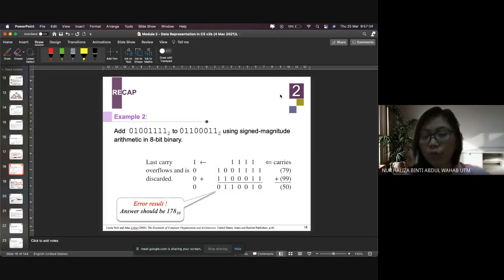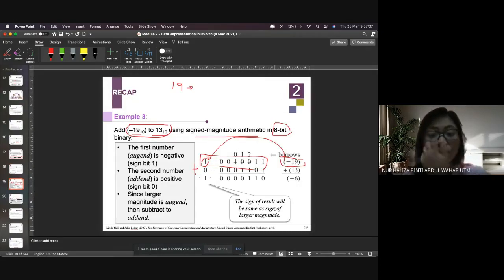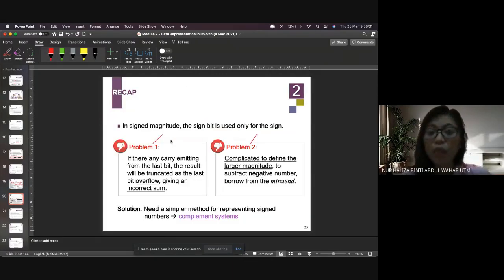Same goes for this kind of question: if let's say you have zero over here, should it give 3 or is it going to be 2? So over here you need to know whether it is 1 or what, because it's going to be a problem later on if you have this kind of problem. So that's why it comes out to have problem 1 and problem 2. Problem 1 is under your example 2, problem 2 under example 3.